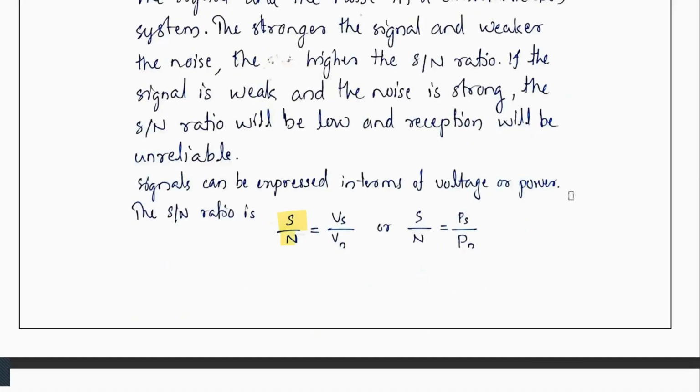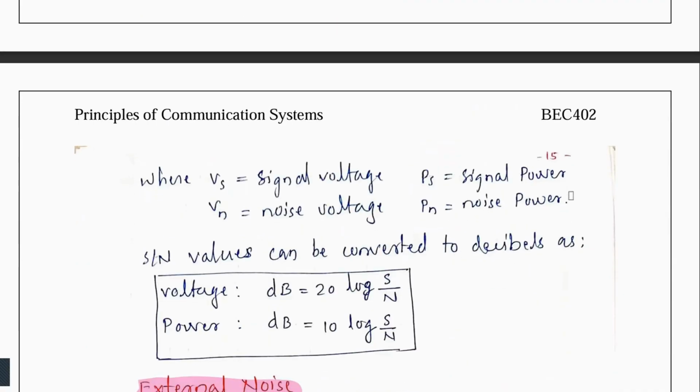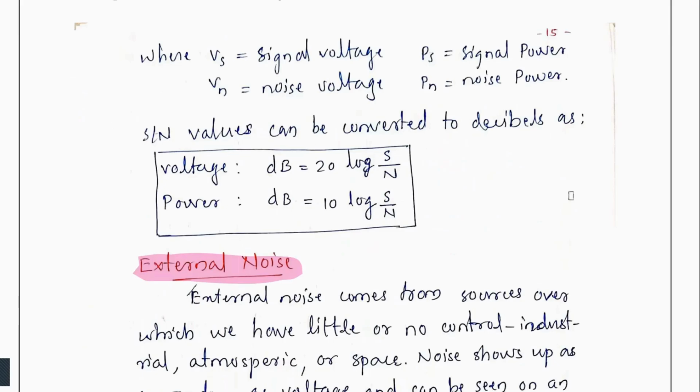Signals can be expressed in terms of voltage and power. That is, S/N = Vs/Vn, or S/N = Ps/Pn in terms of power, where Vs is the signal voltage, Vn is the noise voltage, Ps is the signal power and Pn is the noise power. S/N values can be converted to decibels: for voltage, dB = 20 log(S/N); for power, dB = 10 log(S/N).